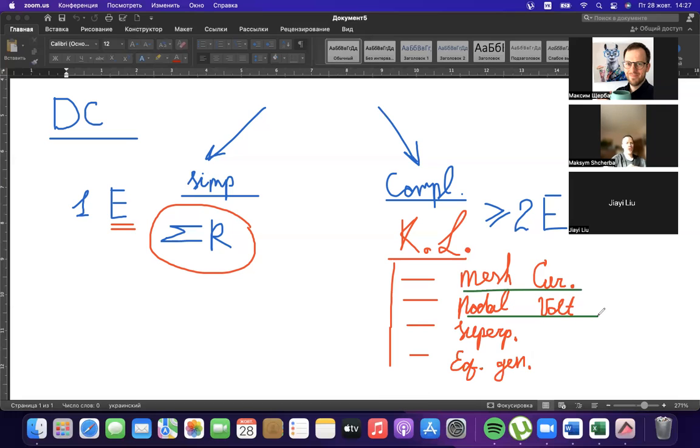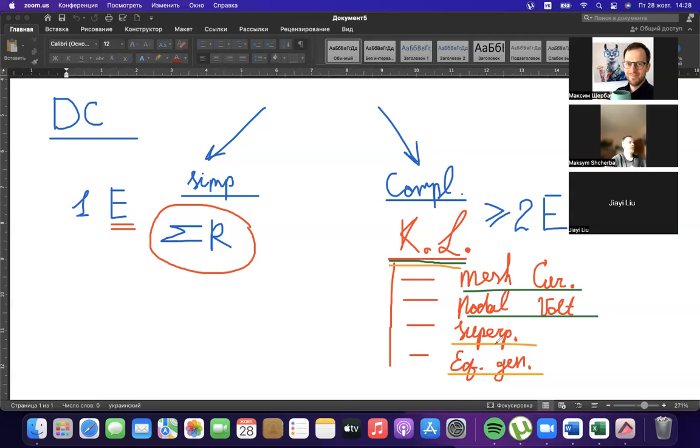Generally, mesh current and nodal voltage are just a straightforward transformation of Kirchhoff's laws, just by substitution of unknown variables. But superposition and equivalent generator are slightly different methods. They are also grounded on Kirchhoff's laws, but they are generally used for a different final goal. Mesh current and nodal voltage we generally use if we want to calculate everything, all currents, all voltages, all power, to calculate the whole system.